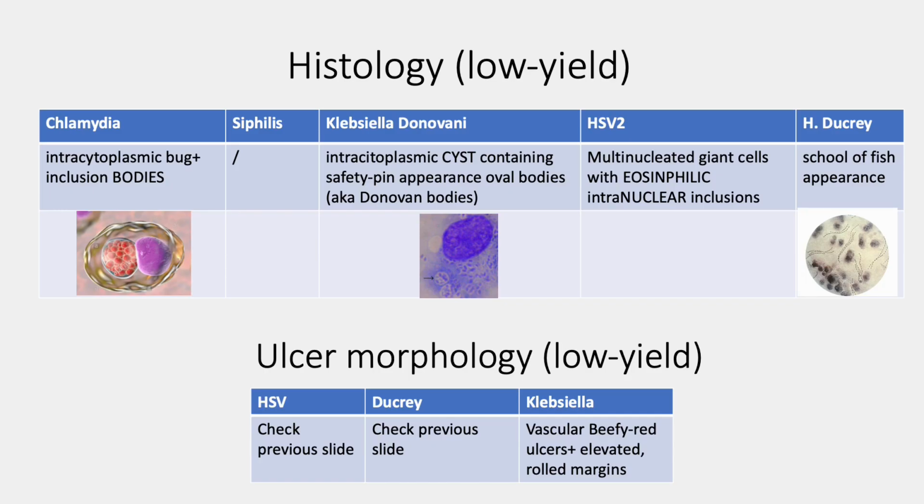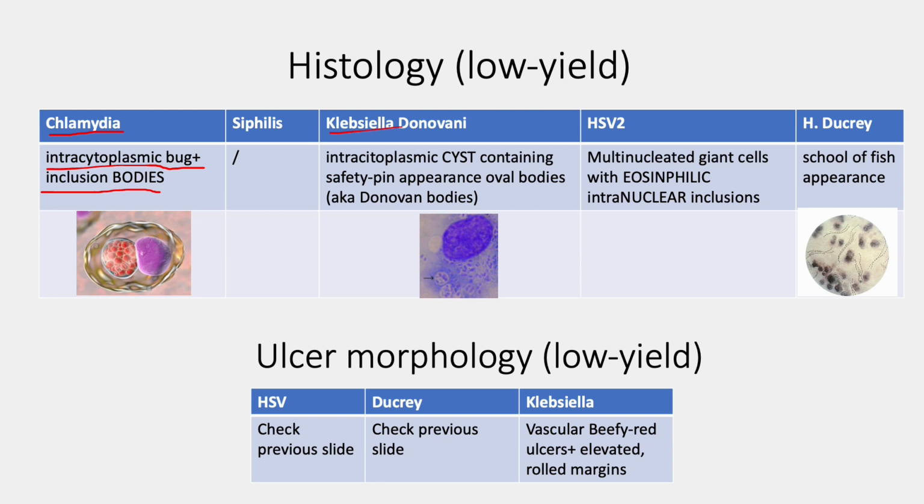So sometimes, especially I would say in Step 1, you will see some histological description in the question, most likely in the question stems, but less likely among the answer choices. And the descriptions you will find are about the histological characteristics of the bugs that are associated with genital ulcers. So let's say for chlamydia, if you have, for example, a genital ulcer caused by chlamydia, there can be a description on the histological section of intracytoplasmic bugs and inclusion bodies.